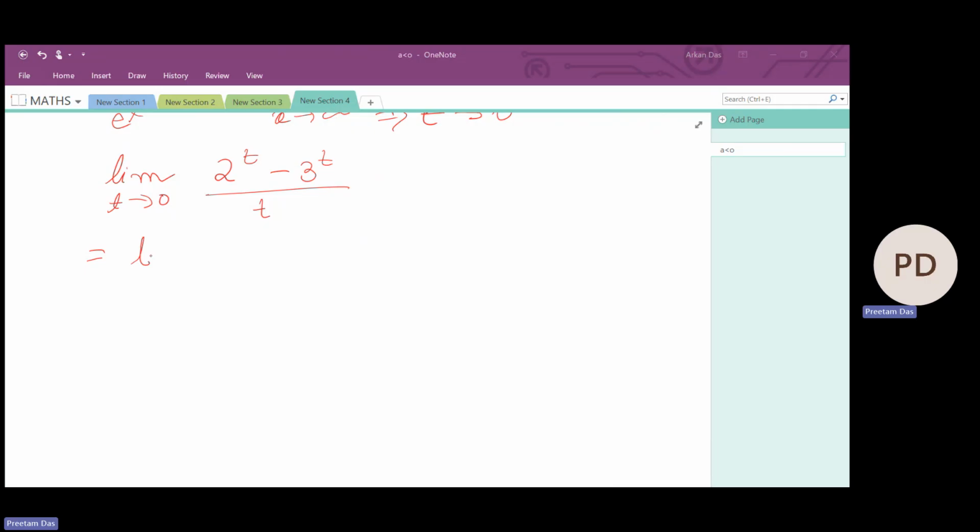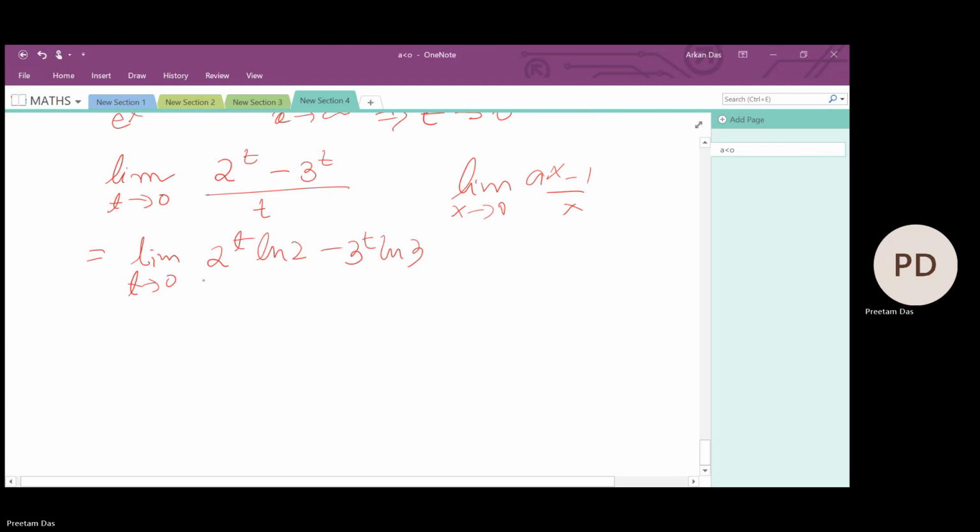You can definitely do the L'Hopital. You can also do limit x tends to 0 a power x minus 1 by x, whichever is convenient. This will be 2 raised to t ln 2 minus 3 raised to t ln 3. So ln 2 minus ln 3, ln 2 by 3.